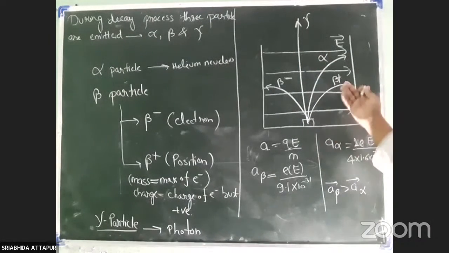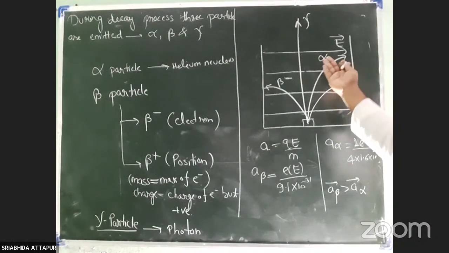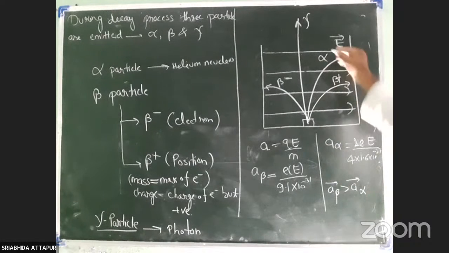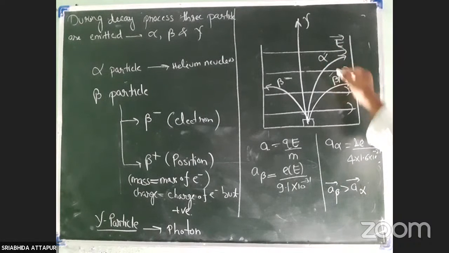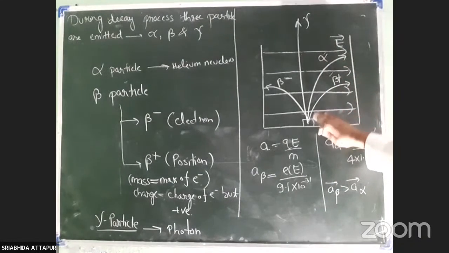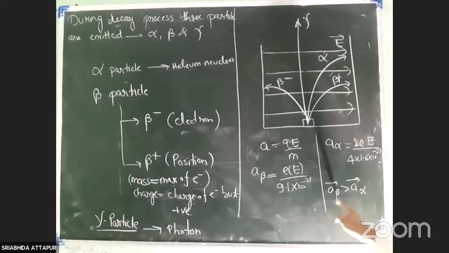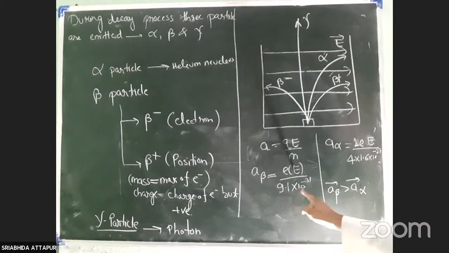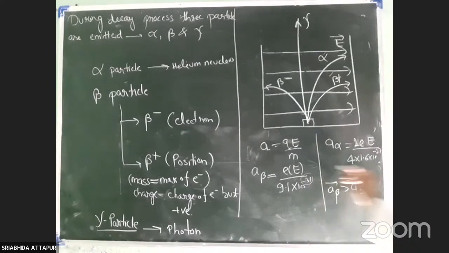But the beta particle is also charged. Alpha and beta are the charged particles. Alpha has a positive charge, and beta also has a positive charge. Therefore, they will align along the direction of the electric field. But which will deviate more? I told you the acceleration of the beta particle is more, because see here you are dividing by 9 into 10 power minus 31. Here it is minus 27.